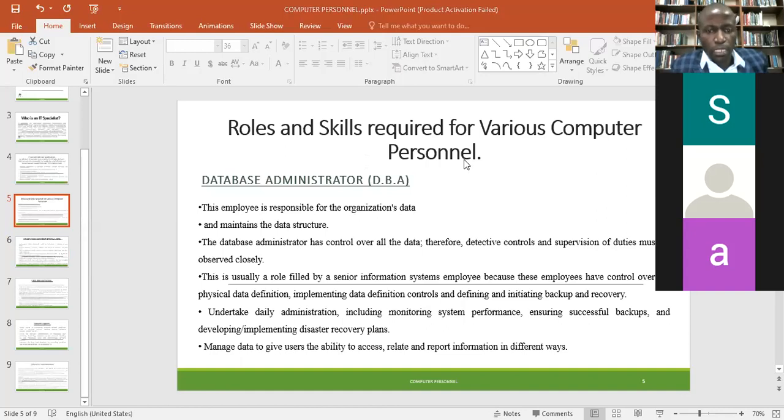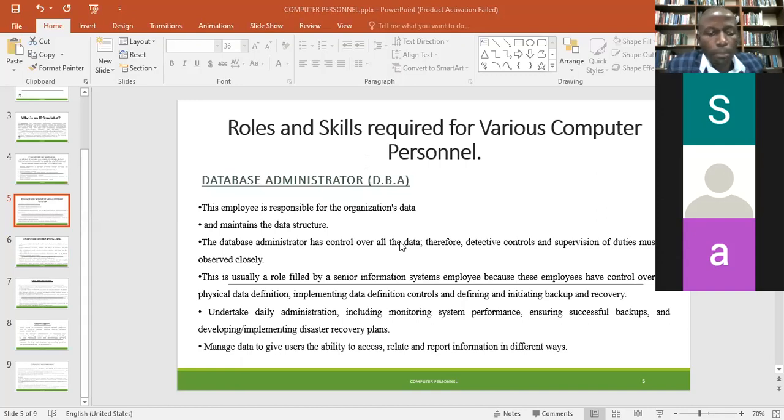And after doing that, what is left for them? Their role within an organization is mainly that they're responsible for the organization's data. They maintain the data structure. When you design a database, basically it is a data container that the company uses to store all its data.